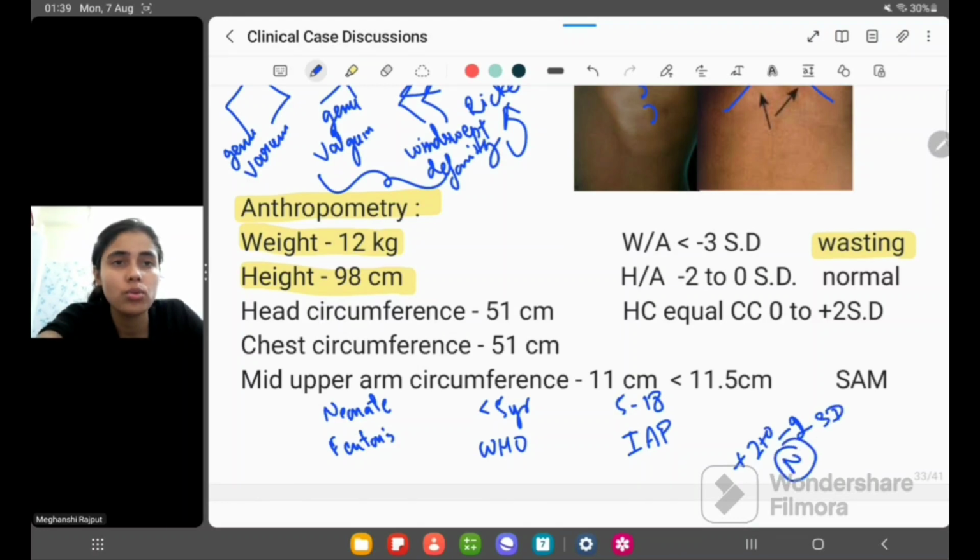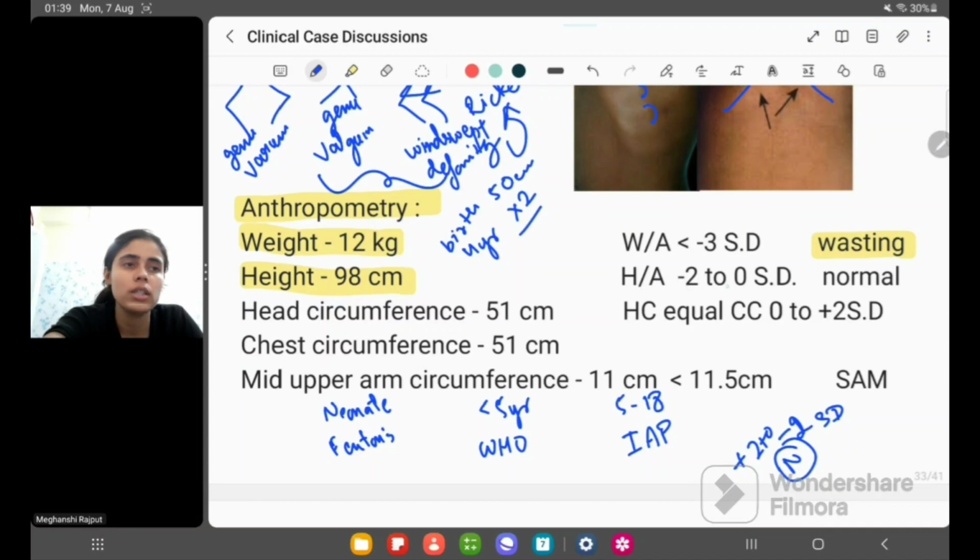Regarding height, normally at birth the height of the child is 50 centimeters, and at 4 years of age the height usually doubles. When we plotted the height for age, it is lying between -2 and 0, which is normal. Head circumference, chest circumference, and mid upper arm circumference are taken till 5 years of age.